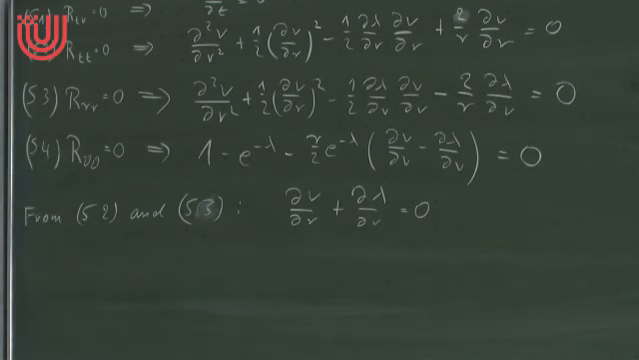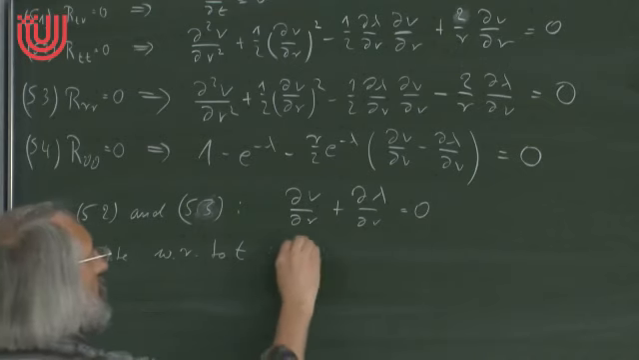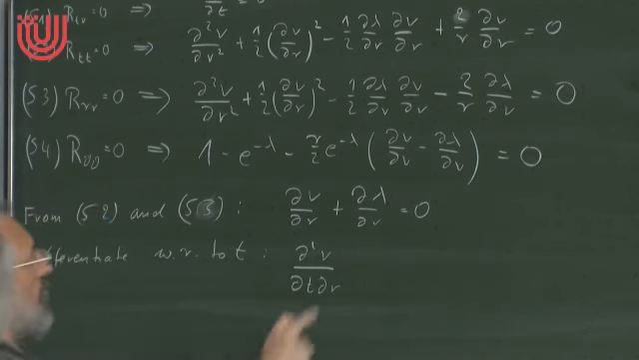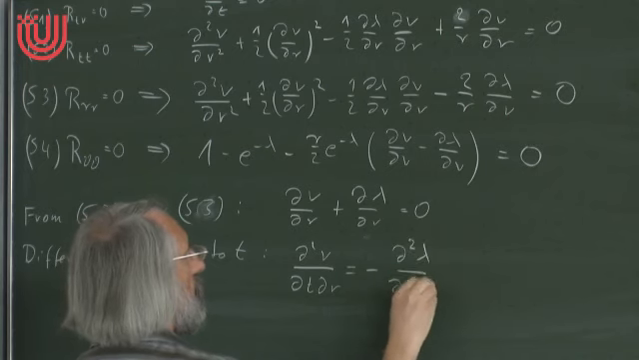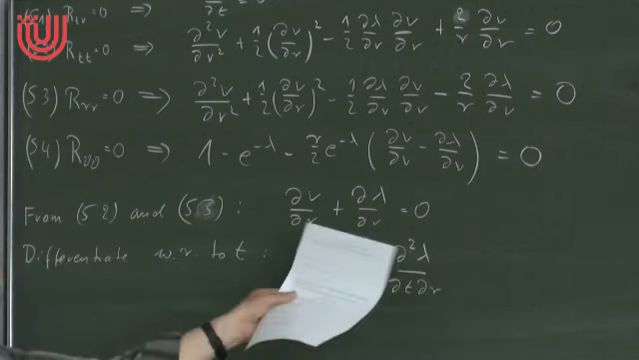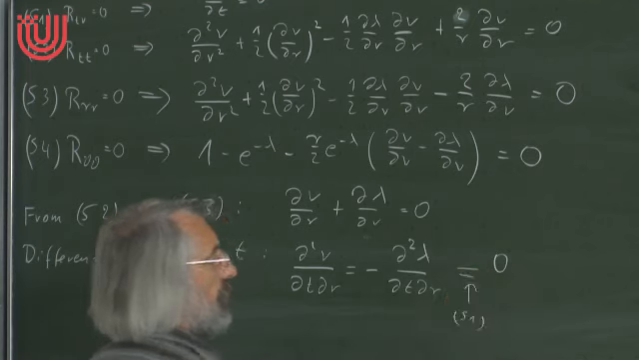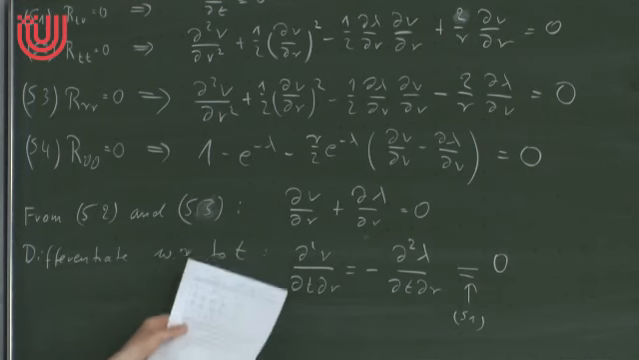So I can differentiate this with respect to t. Yeah, that's a good idea. I get what? I get the mixed derivative of nu. But if I write this on the other side, this is minus the second derivative of lambda. But lambda is independent of t. So with S1, this is 0, right? So the mixed derivative of nu is 0.